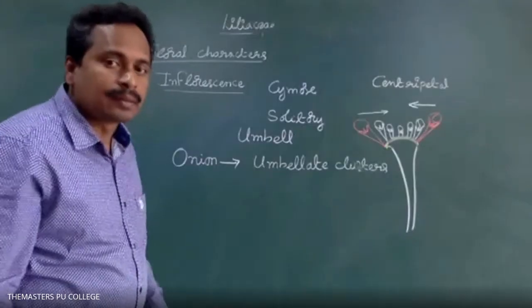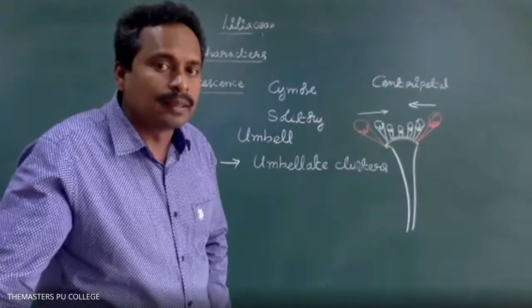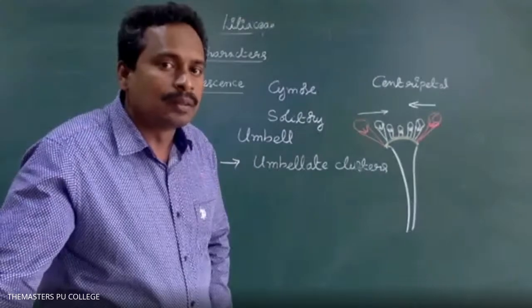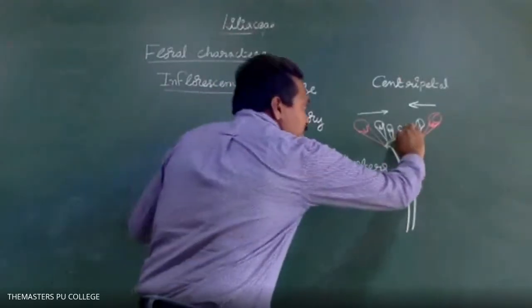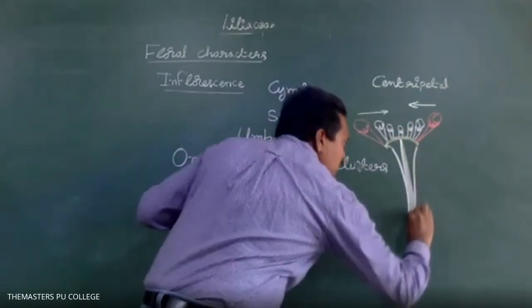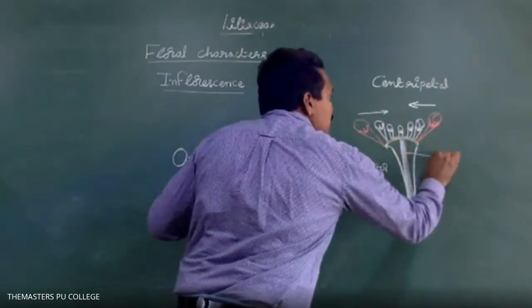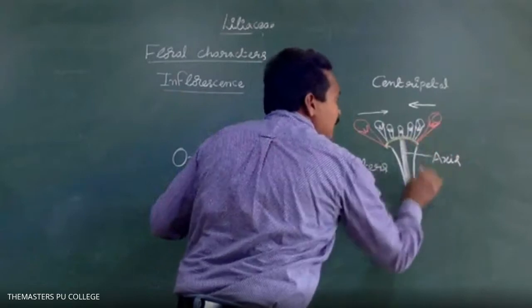Sir, on what do the flowers originate? On the floral axis. This is the floral axis. This is the peduncle.